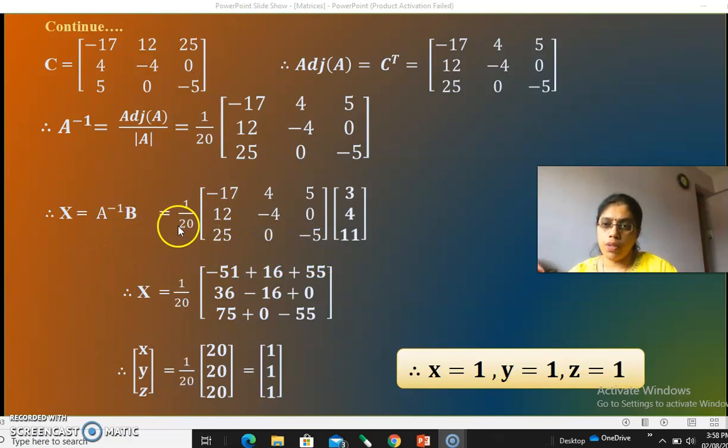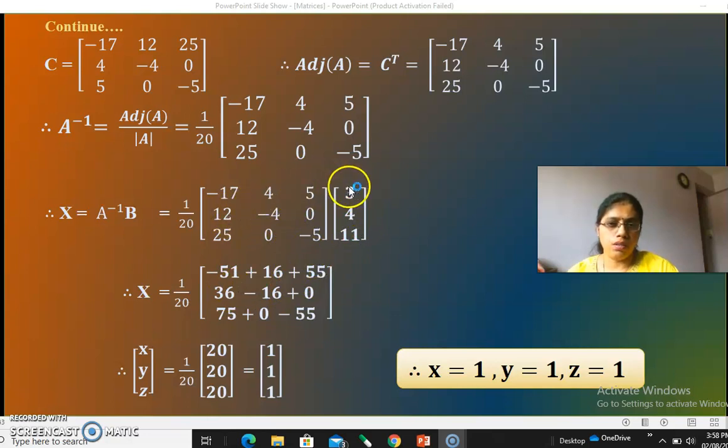1 by 20 also we have to include there. It is there in A inverse. So 1 by 20 into the matrix into the B matrix. B matrix is the matrix of constants 3, 4, 11. Okay, keep again that 1 by 20 outside the matrix. First you multiply these two matrices, row with column. So minus 17 into 3 is minus 51, plus 16, plus 55.